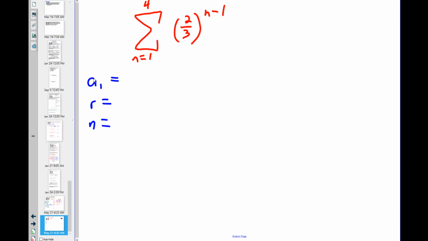Plug in the lower limit. If I plug in this lower limit for n, what is 1 minus 1? And what's anything to the 0 power? Because 1 minus 1 is 0. If I plug in a 1 for n, 1 minus 1 is 0. So what's 2/3 to the 0 power? Put it in the calculator. Story checks out. It's 1.